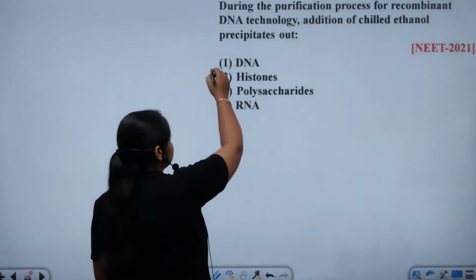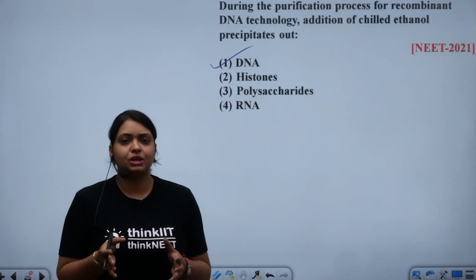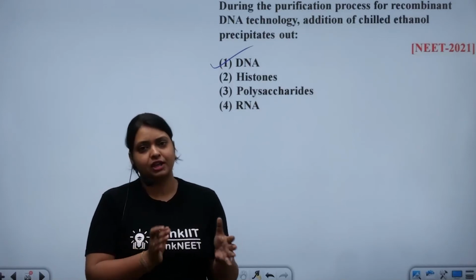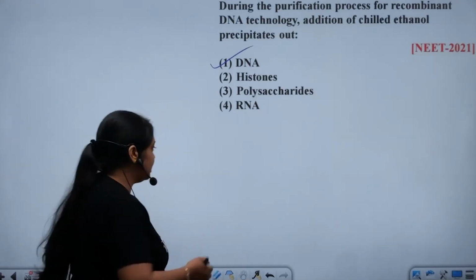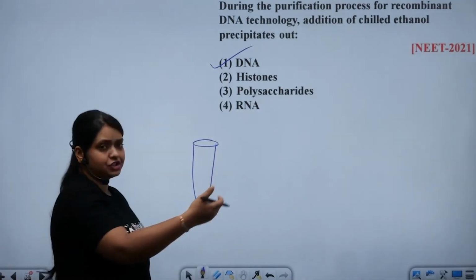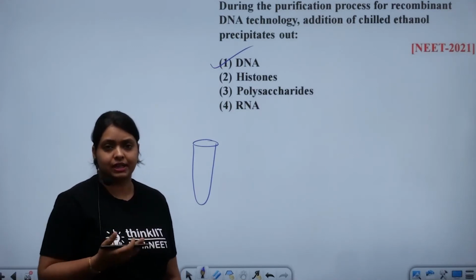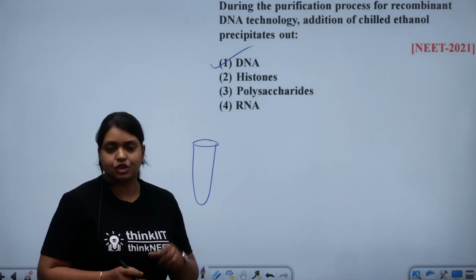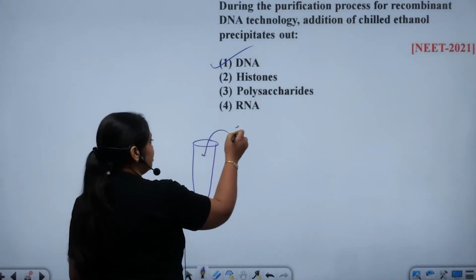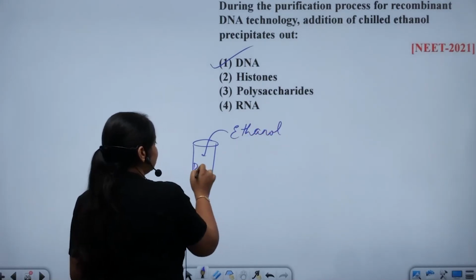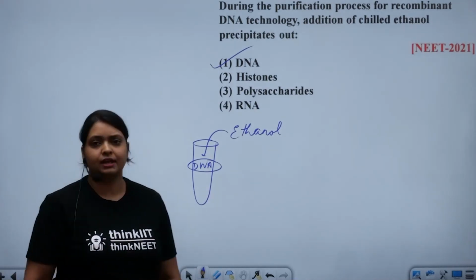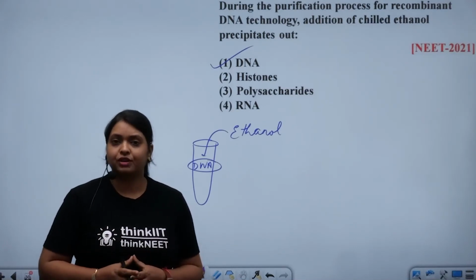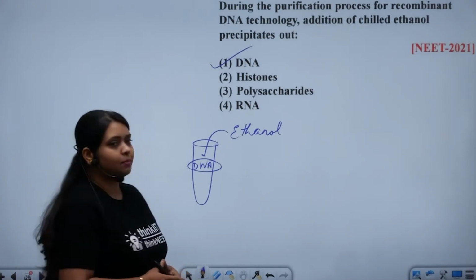So the correct answer for this question is your first option, that is the DNA, because in recombinant DNA technology, the first step is to isolate the DNA which you want to recombine. When we perform centrifugation and various steps to isolate the DNA, the last step is to precipitate out the DNA from the supernatant which you have in the test tube. So when we pour chilled ethanol inside it, the DNA precipitates out. Histones, polysaccharides and RNA are removed by the centrifugation process. So chilled ethanol is used for the isolation or purification of DNA. That's why the correct answer for this question is option number 1, that is DNA.